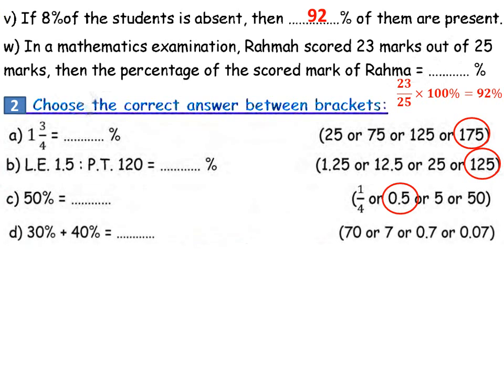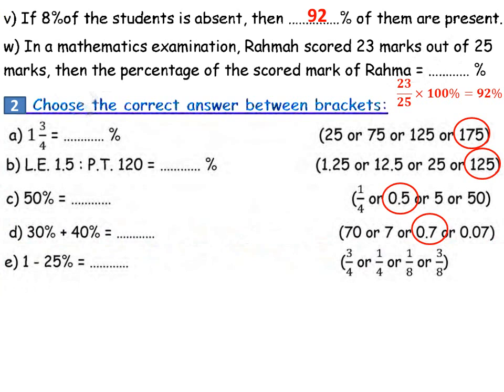Letter D, 30% plus 40% will give me 70%. We look at the choices: 70, not percent, 0.7 or 0.07. Okay. Now I don't find 70%, so we can convert 70% into a decimal. 70% as a decimal equals 0.7. So the correct choice equals 0.7, because if I convert 0.7 into a percentage it equals 70%. Okay.